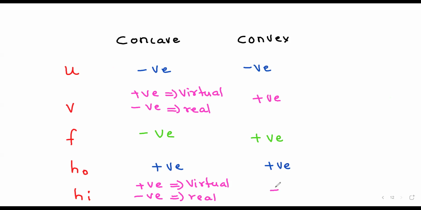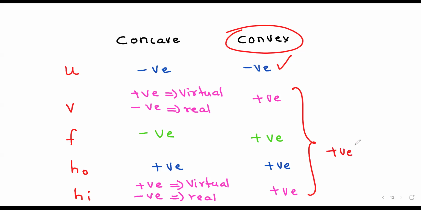Your HI will always be positive. So remember, children, if it is a convex mirror, except U, all are positive. With this, we can do the maximum number of numericals. So what is the mirror formula? 1 by V plus 1 by U equals 1 by F.